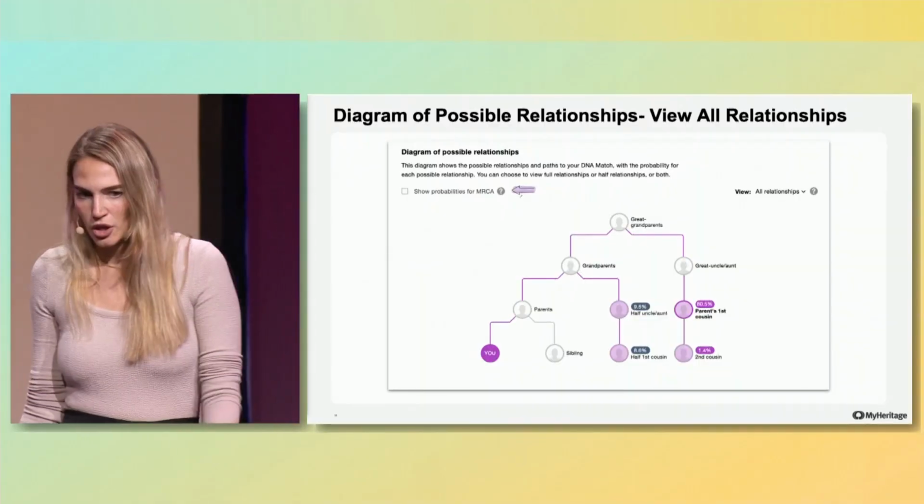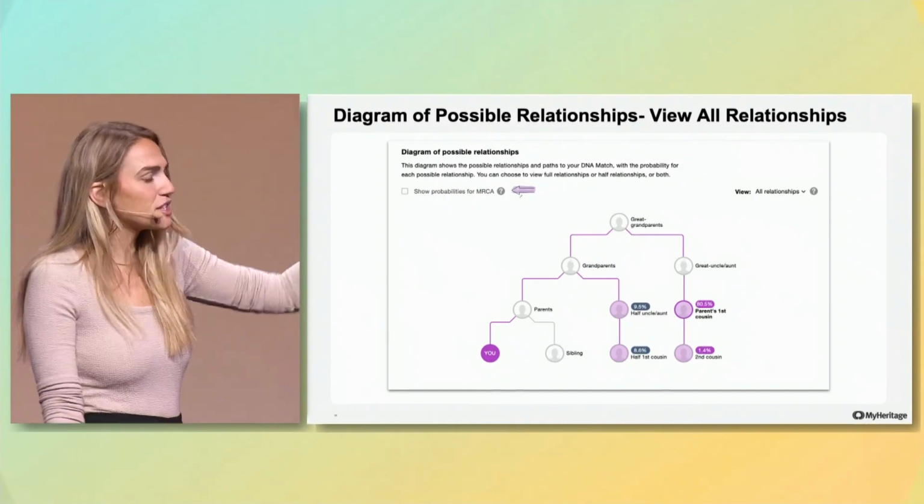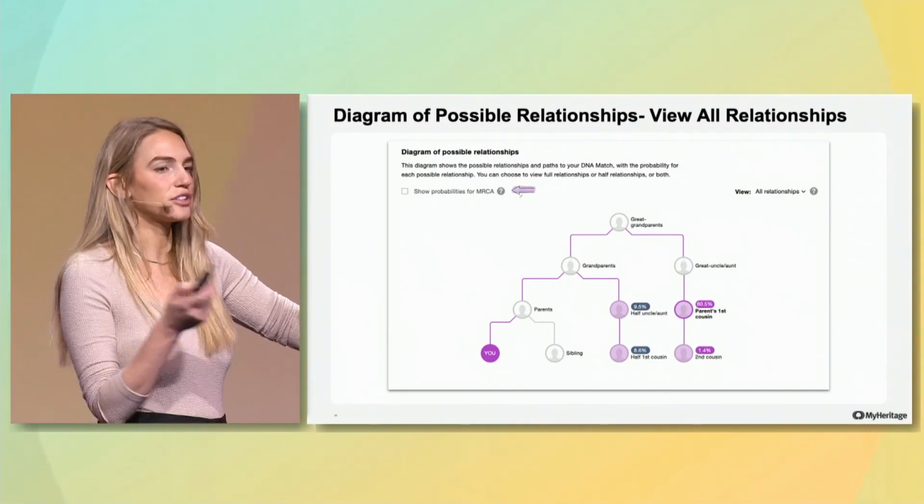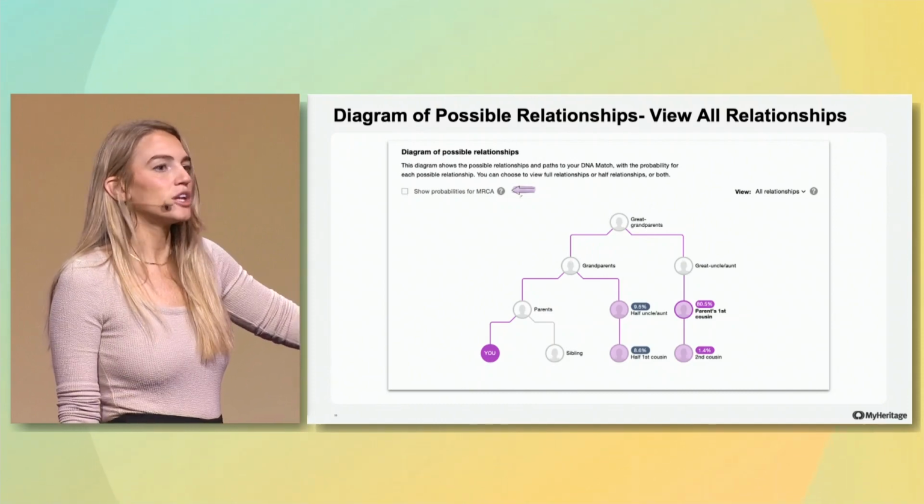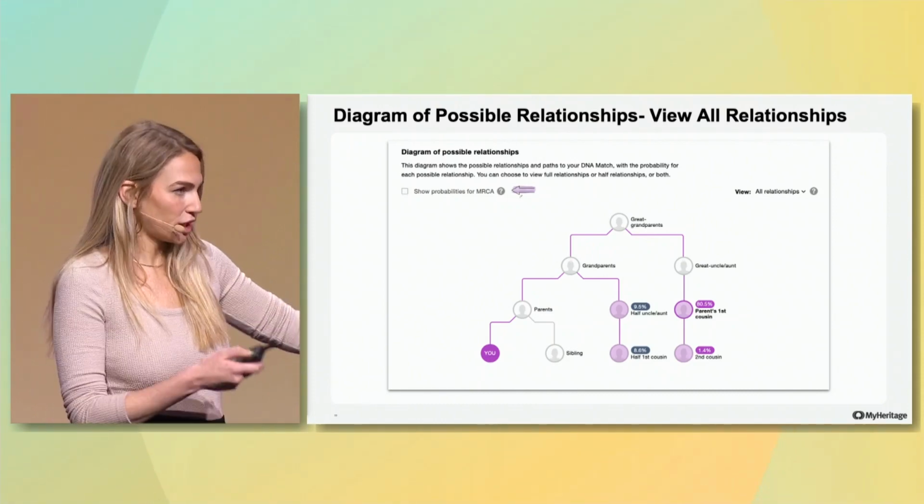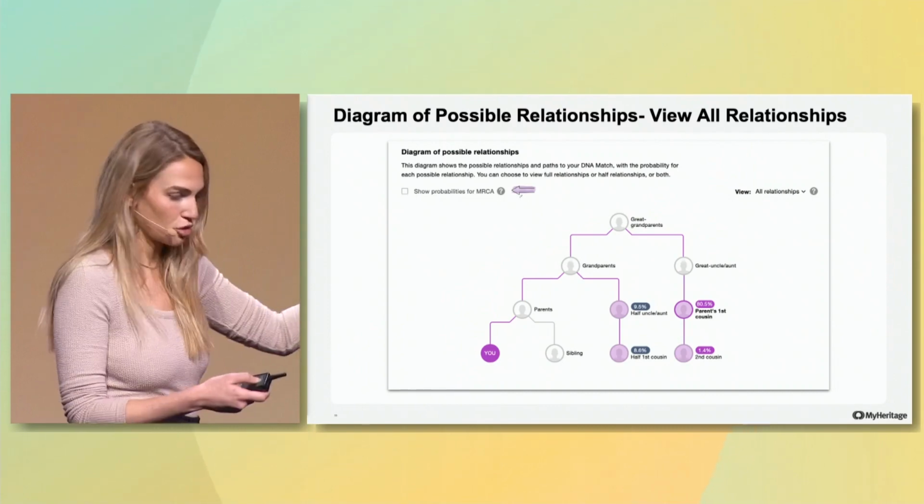Now, there's this checkbox, and this one is important. Show probabilities for MRCA. MRCA stands for Most Recent Common Ancestor. It's the closest ancestor that you and the DNA match share. And again, it's not just "I want to know how this match is related to me, what's the relationship," but I want to know through whom and the probability of that. So you can actually see that in that case, parents' first cousin and second cousin may be different relationships, but the common ancestor will be the same, my great-great-parents, and this is the common ancestor I should focus on.